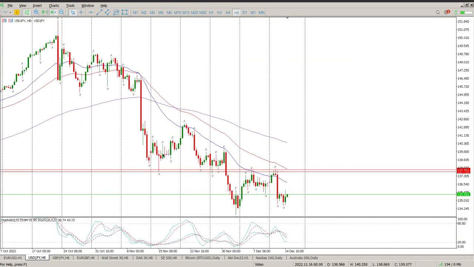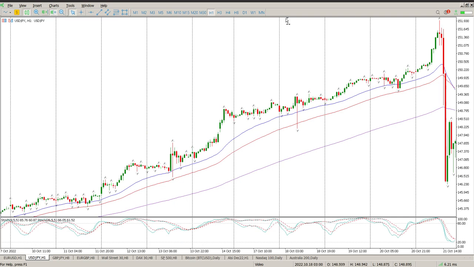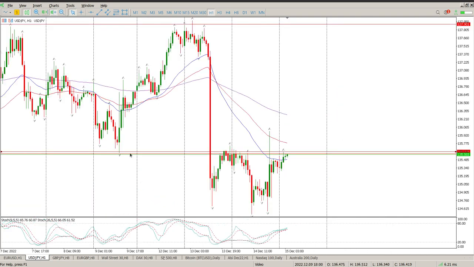Moving on to US dollar, Japanese yen. Same kind of thing, all over the place. Didn't really get moving. I want to move this down to this level here. And if we look at that on the hour, there's probably a micro level close by. Yes, there is. There's two. So there's one there.